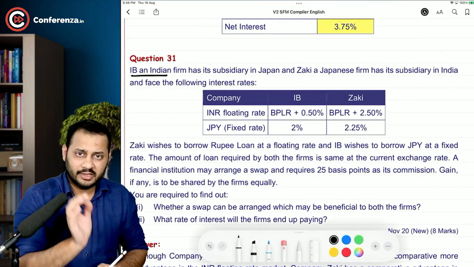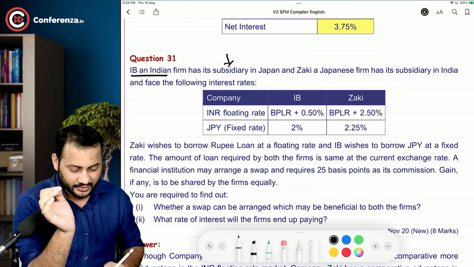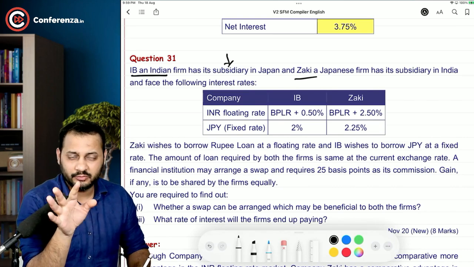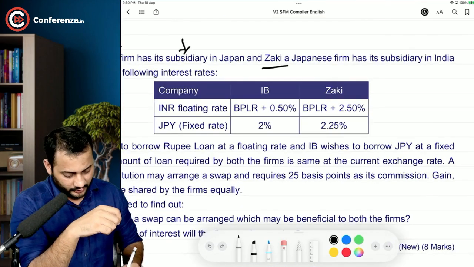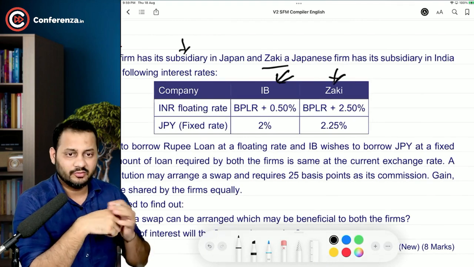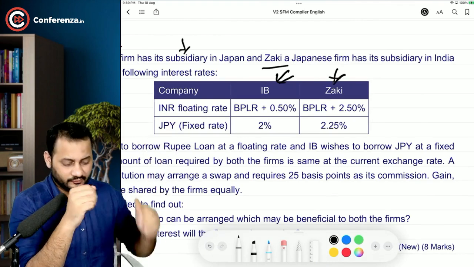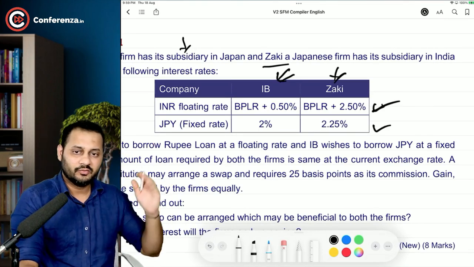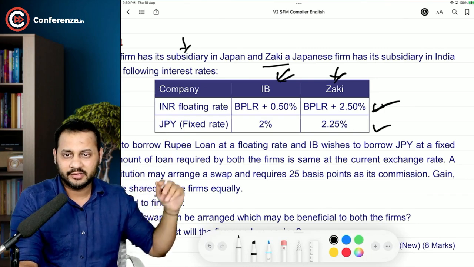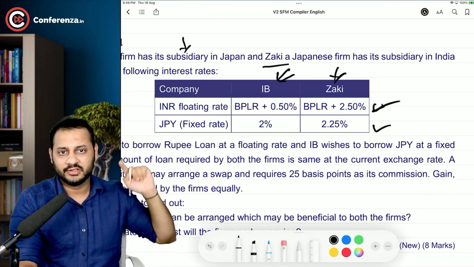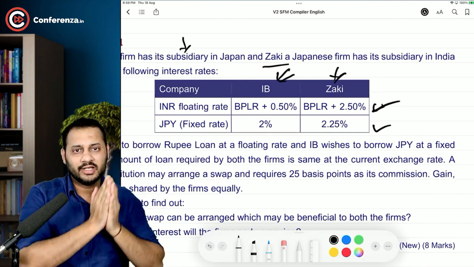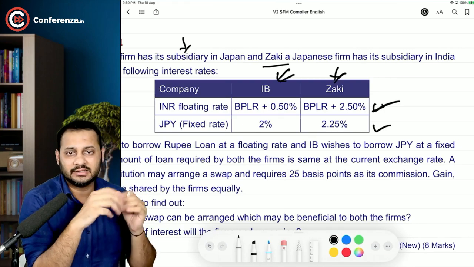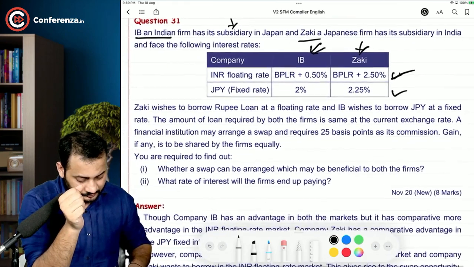I am an Indian firm, that means I can borrow in Indian rupees, but I have a subsidiary in Japan, that means I can borrow in Japanese yen also. Similar with Zaki, which can borrow in both the currencies. Now, if IB and Zaki want to borrow in INR, the floating rates are available to them, and in Japanese yen, the fixed rates are available to them. Now forget about the INR and Japanese yen, that doesn't matter. What matters the most is the floating rate and the fixed rate. So IB can borrow in floating and fixed as well. Zaki can borrow in floating and fixed as well. So both the firms have both types of access in the market.